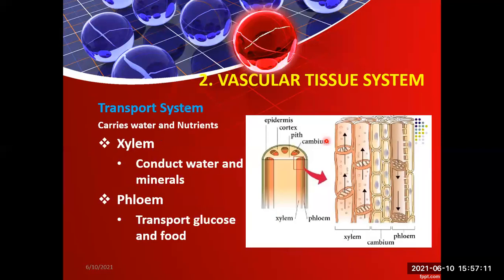The vascular tissue system is meant for the transportation of food, water, and nutrients. It carries water and nutrients through the xylem and phloem. Xylem conducts water and minerals, whereas the phloem transports glucose and nutrients. The structure you can see over here shows that this is the xylem tissue, this is the phloem tissue. Xylem tissue is simpler as compared to the phloem tissue. Xylem has different types of cells, xylem vessels and xylem parenchyma, whereas the phloem has sieve cells, sieve tubes, as well as phloem parenchyma tissues.